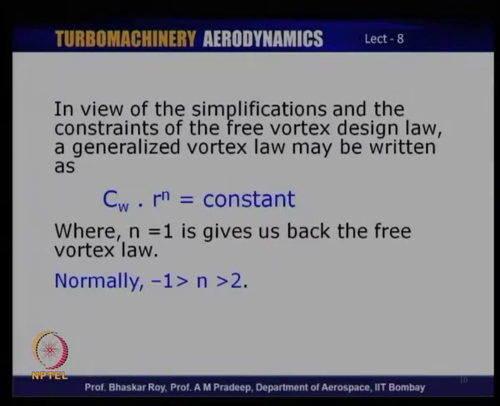Now, this vortex law has not been derived separately, it is simply an upgradation of the free vortex law by using a value of n which sometimes could be other than 1. Normally the value of n could be from -1 to 2. Those are the values people have used in the design and have found their utility, and we will see what those values actually mean. Of course, n equal to 1 means we go back to free vortex, which we were discussing in some detail. Now, let us move forward and see if the value of n is something other than 1.